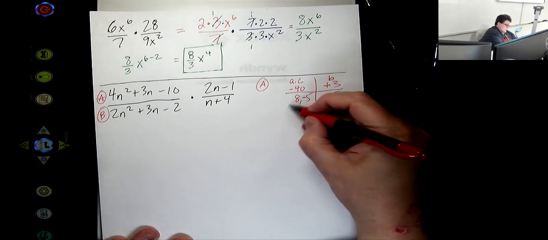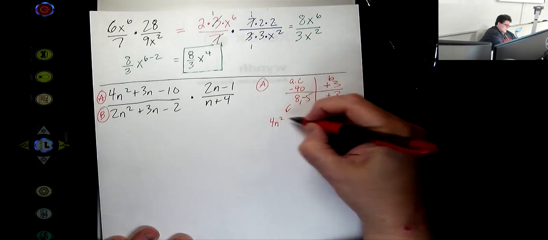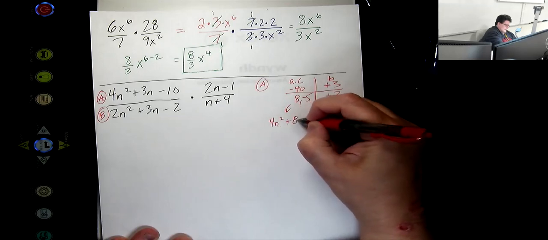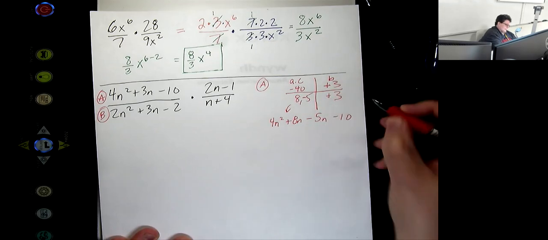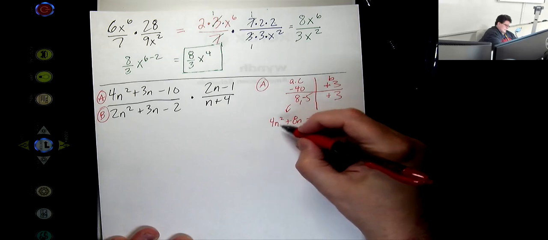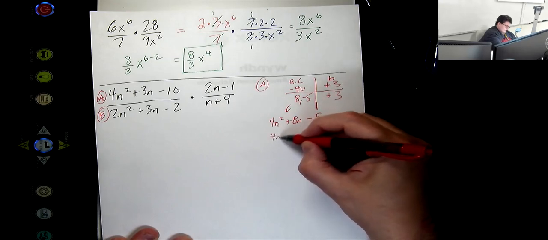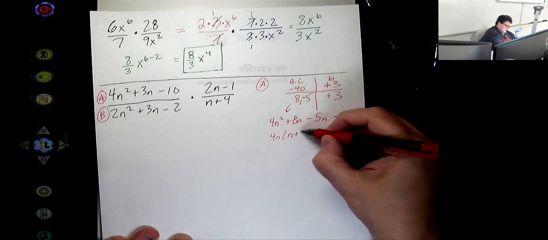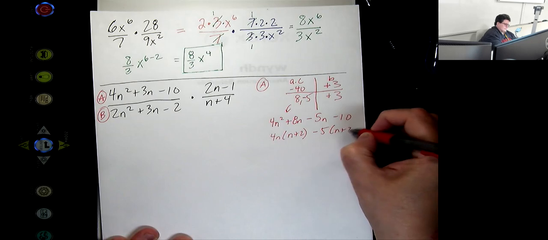And this will give me a way to split up that 3n. I'll have 4n squared plus 8n minus 5n minus 10. And I can do some more grouping. I've got 4n times n plus 2, minus 5 times n plus 2.